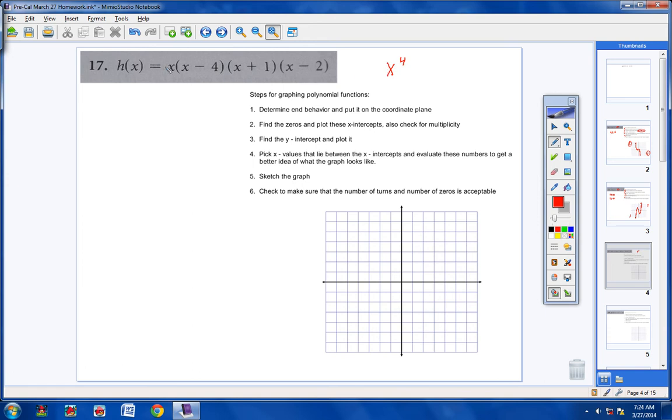Now, is my lead coefficient going to be positive or negative? Well, this x here is positive, this x is positive, this x is positive, this x is positive. So when you're multiplying x times x, you got x squared, then x squared times x, that's another positive. It is going to be a positive.